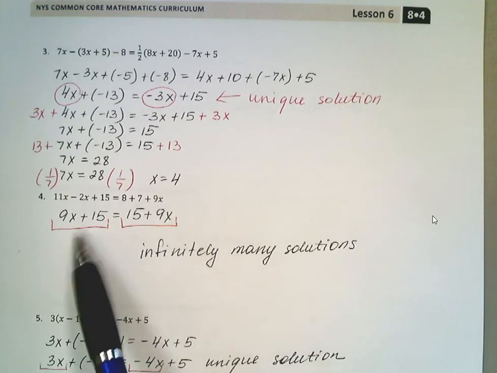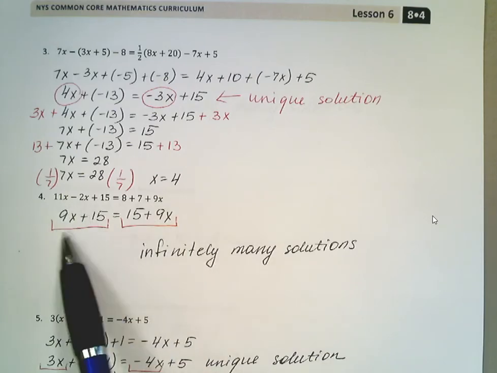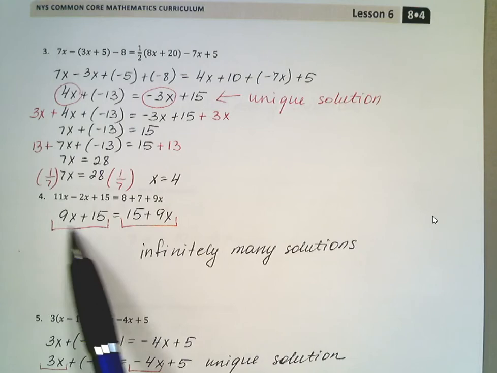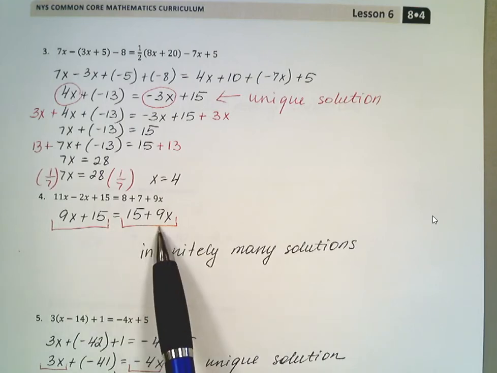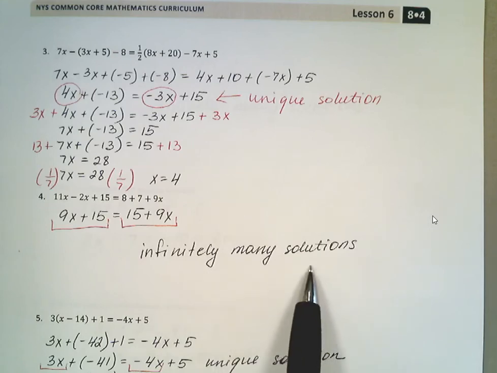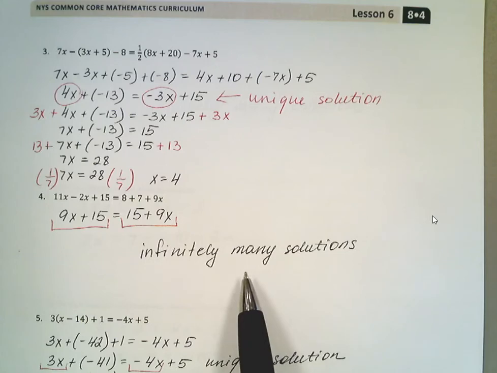For number 4, I combined like terms and I saw right away that I will have 9x plus 15 on both sides of my equation. So it means that my equation has infinitely many solutions. I don't need to continue solving it. I know my answer to this equation.